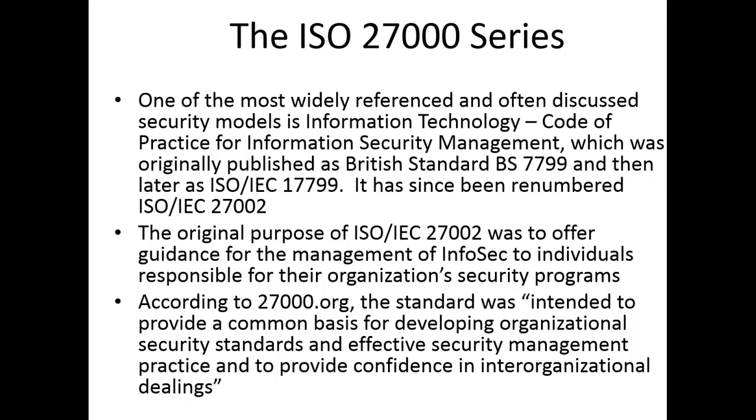Now let's look at one of the standards that is very common and is used as a reference for an information security management model. One of them is called the ISO 27000 series. It's a code of practice for information security management, which was first developed and published as British Standard BS 7799. In the year 2000, the code of practice was adopted as an international standard framework for information security by the ISO, the International Organization for Standardization, and also the International Electrotechnical Commission, the IEC.